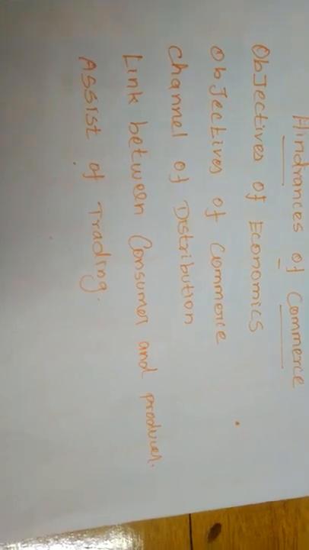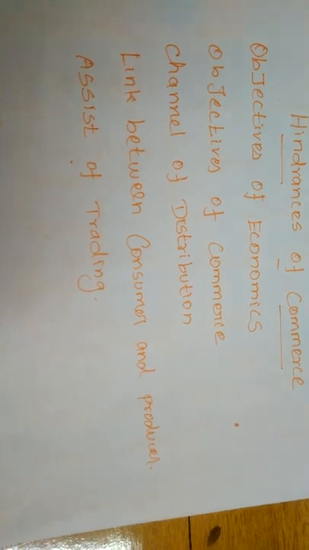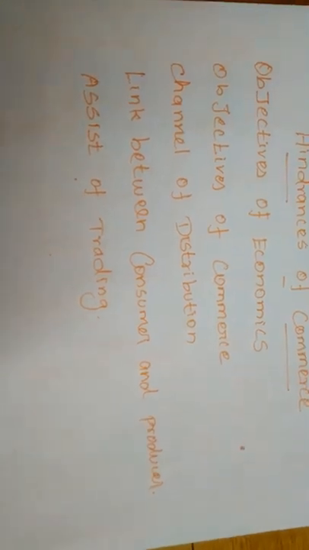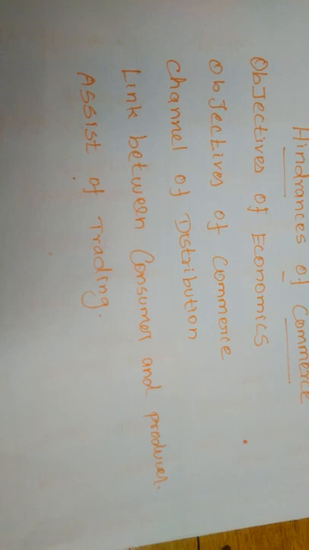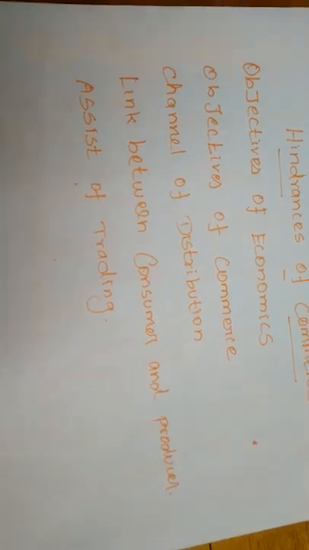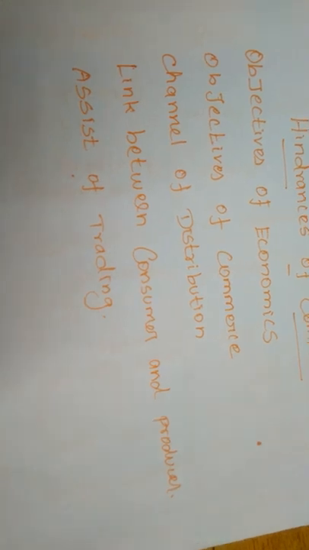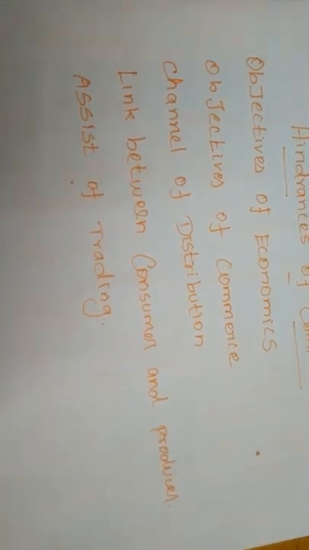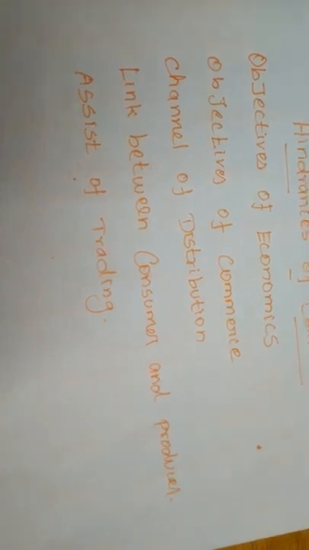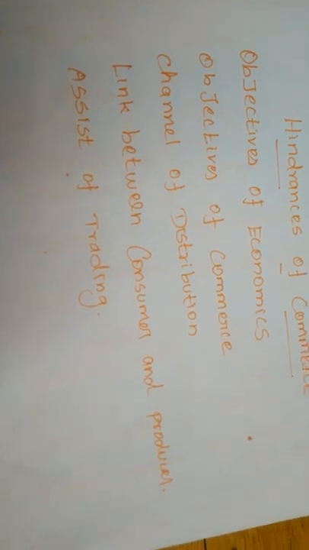How to distribute the commodities from the place of production to the place of the consumer where they are living. The production place may be in a different area, and the goods produced there must reach the hands of consumers in the different places where they live. From one corner of the world to another corner of the world, the goods have to be moved.